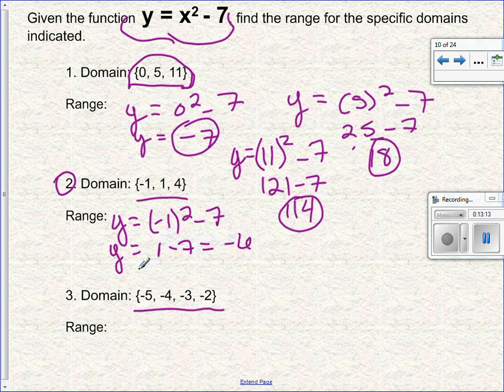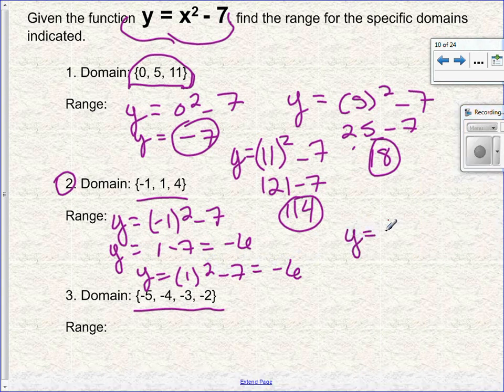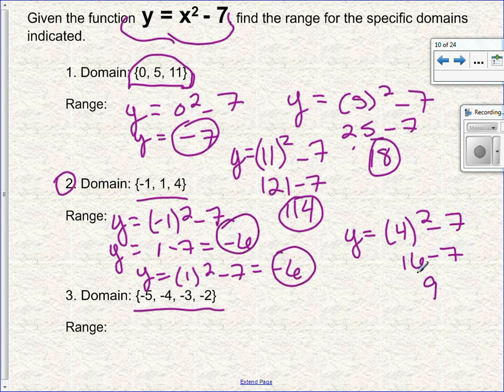-6, okay? Now if I plug 1 in, what do I get? 1 squared minus 7 is the same thing, -6. Let's plug the last number in. 4 squared minus 7. What's 16 minus 7? 9. So my range is -6, -6, and 9.